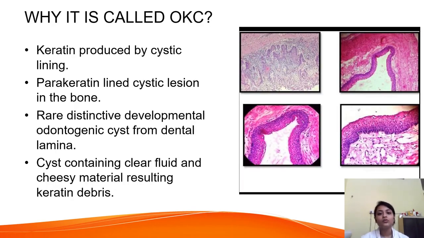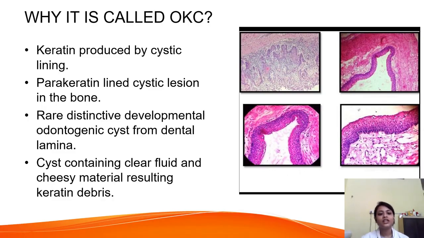Now, why is it called OKC? This is the term we are giving: odontogenic keratocyst. Why? Keratocyst means keratin. So the main characteristic feature of this cyst is keratin production. We will find keratin on the cystic lining, so keratin is produced by the cystic lining. Second point, we will find a parakeratinized cystic lesion in the bone.